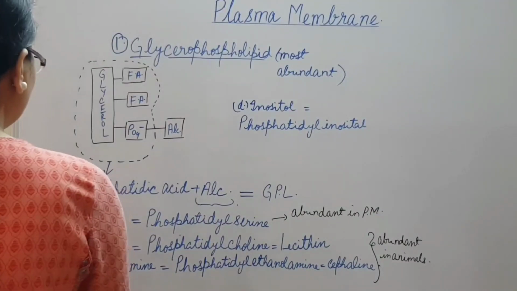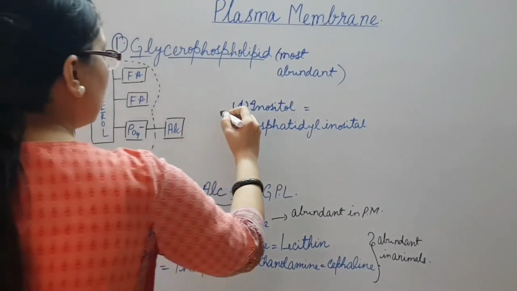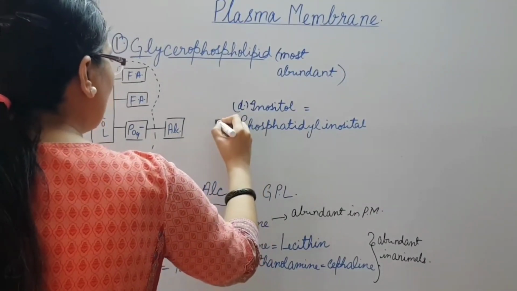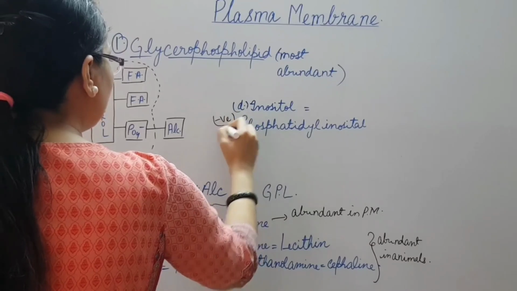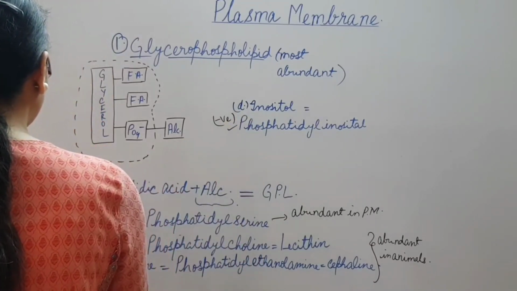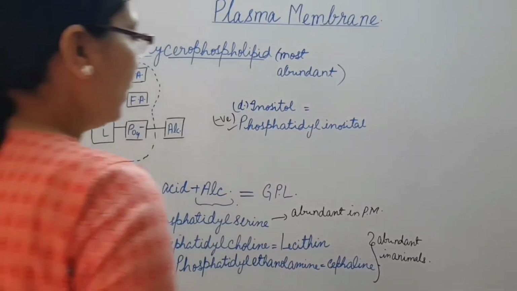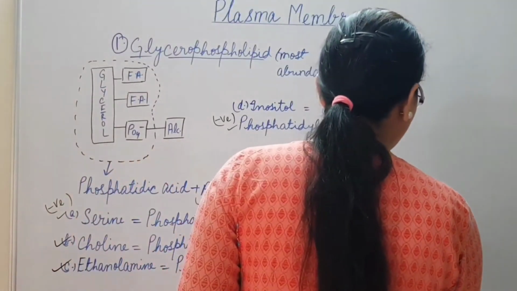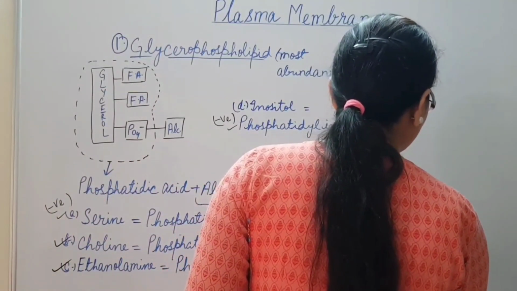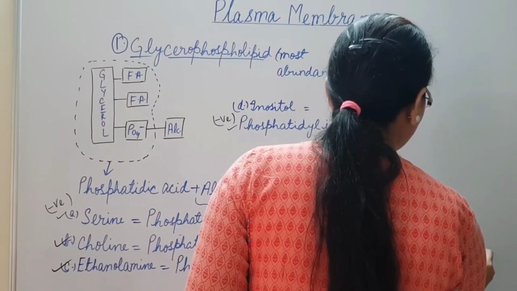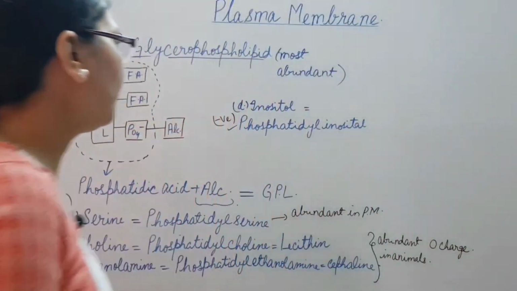Phosphatidylserine and phosphatidylinositol are negatively charged. Phosphatidylcholine and phosphatidylethanolamine have zero charge. So the charge varies.